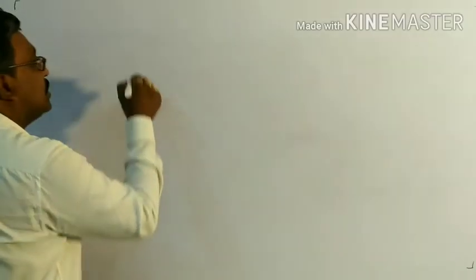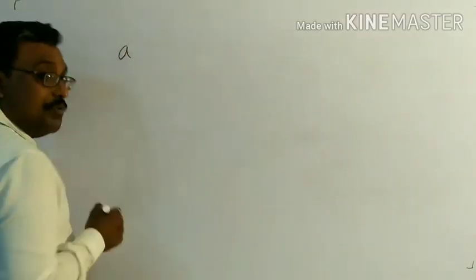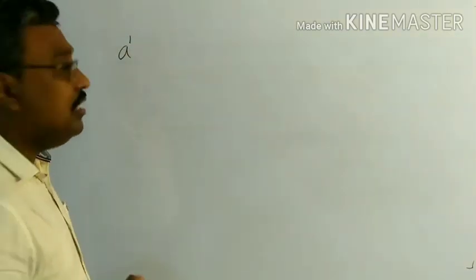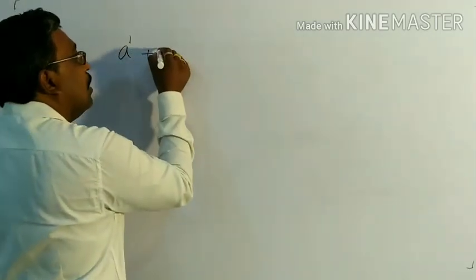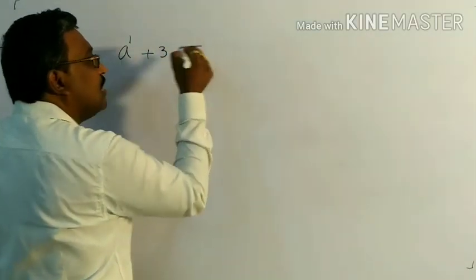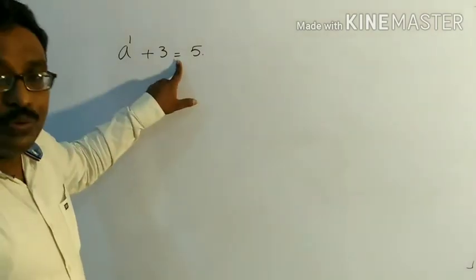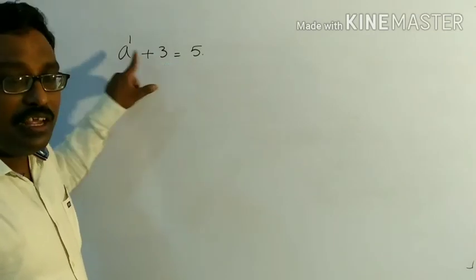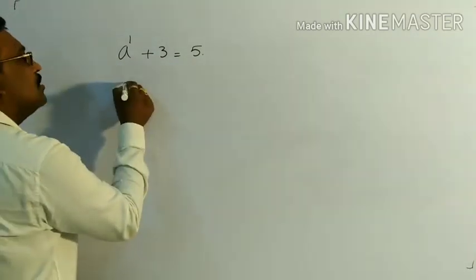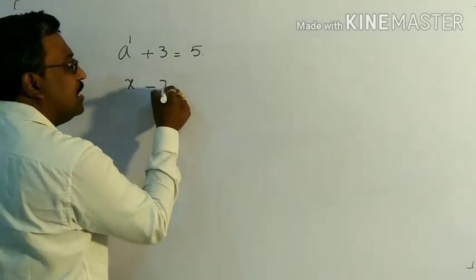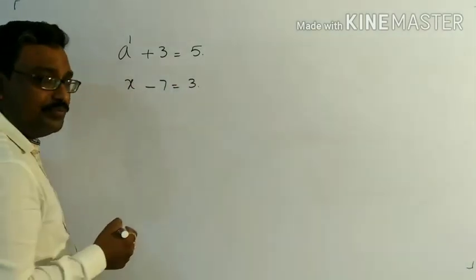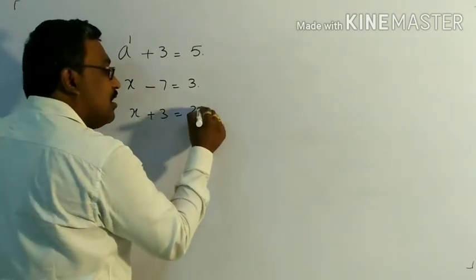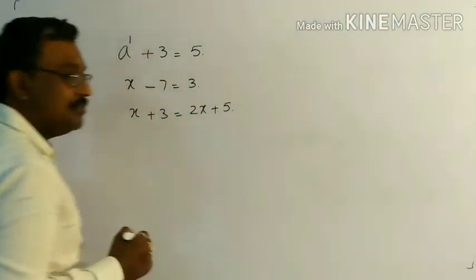Suppose a is the variable, power is 1. Degree is 1. Linear. a plus 3 is equal to 5. Is equal to, equation. Degree is 1, linear. Linear equation in one variable. Suppose x minus 7 is equal to 3. Or else x plus 3 is equal to 2x plus 5.